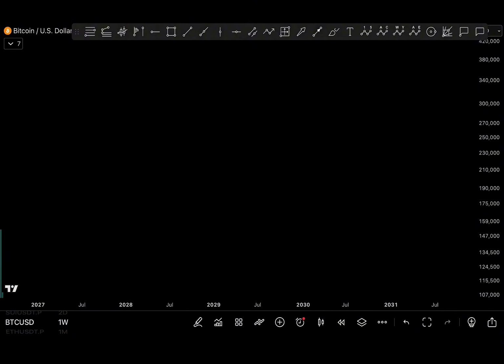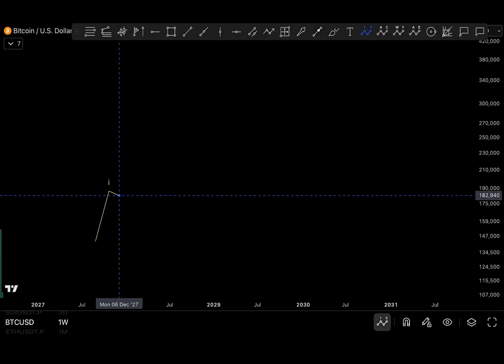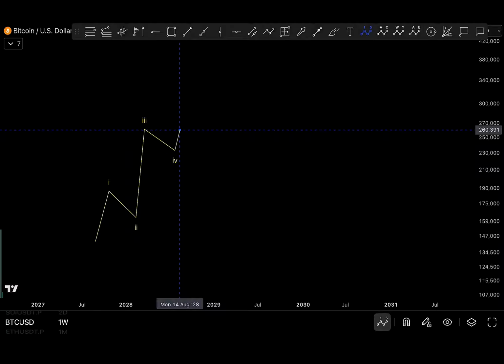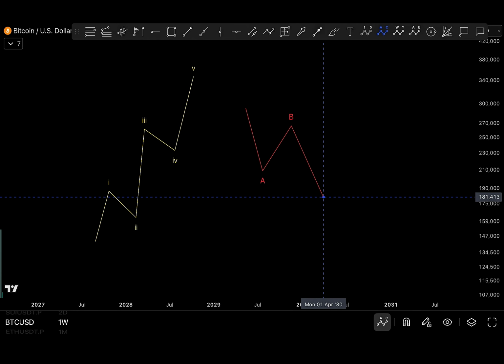So in Elliott waves, we have two types of waves. There are only two types of waves. They could be impulsive waves, or they could be corrective waves. Impulsive waves are moving in 5 waves, like this. And corrective waves are moving in 3 waves.